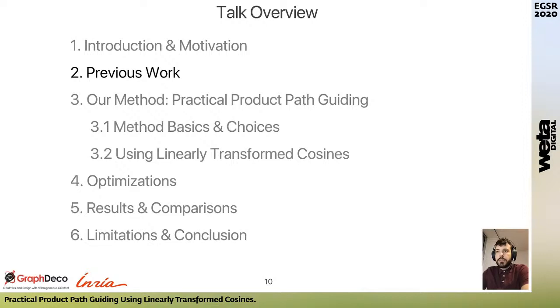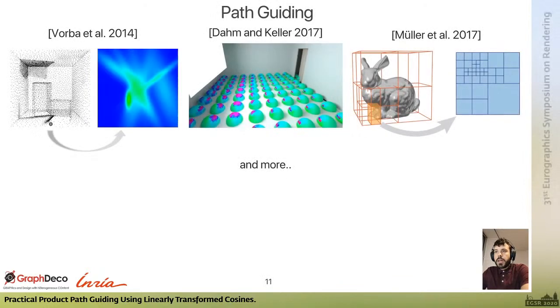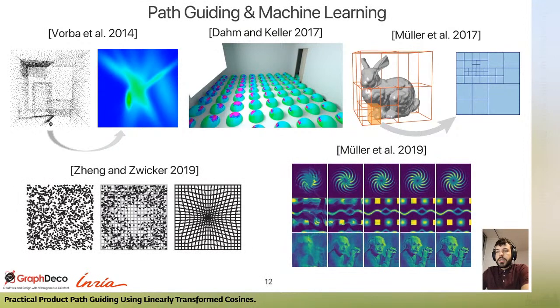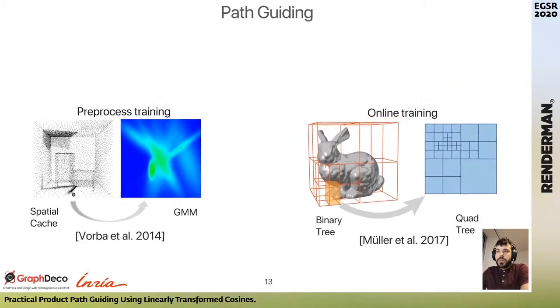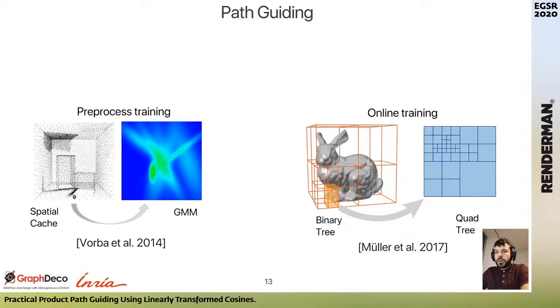Since this is tackled by recent path guiding research, let's talk about previous work. Recent path guiding methods build different approximations of the incoming radiance field and use it to importance sample. More recently, research has shown that machine learning can be used to learn how to importance sample according to such approximations. We focus on two techniques that are closest to our work: the method from Borba and colleagues and the method from Muller and colleagues.